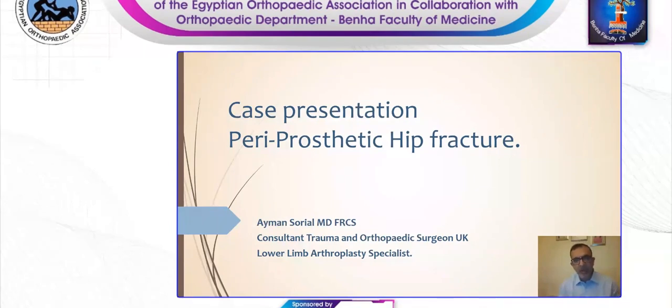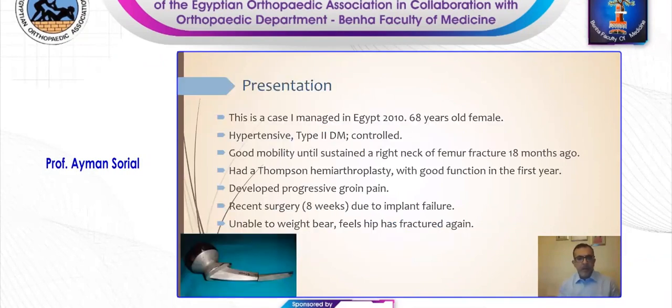The case I chose to present was a periprosthetic hip fracture. This case I managed in Egypt in 2010 prior to coming to the UK, but I've kept the images. It's always good to come back and revisit what we've done before to see whether there are any learning points.